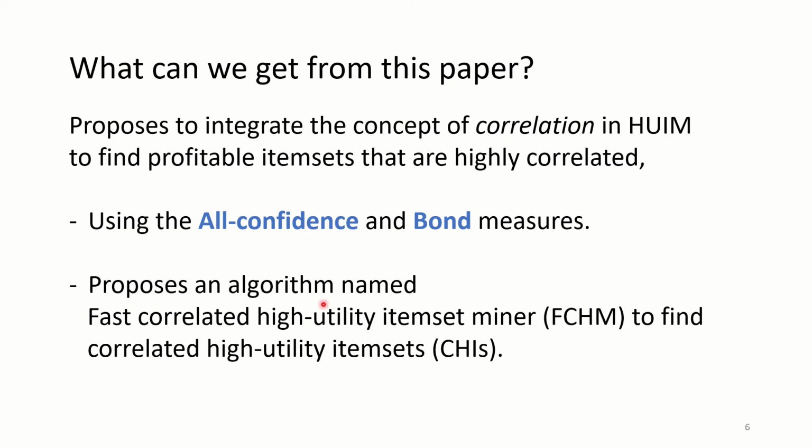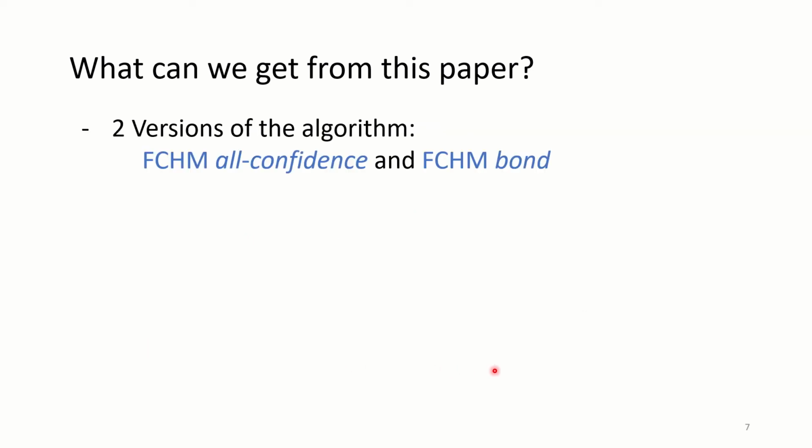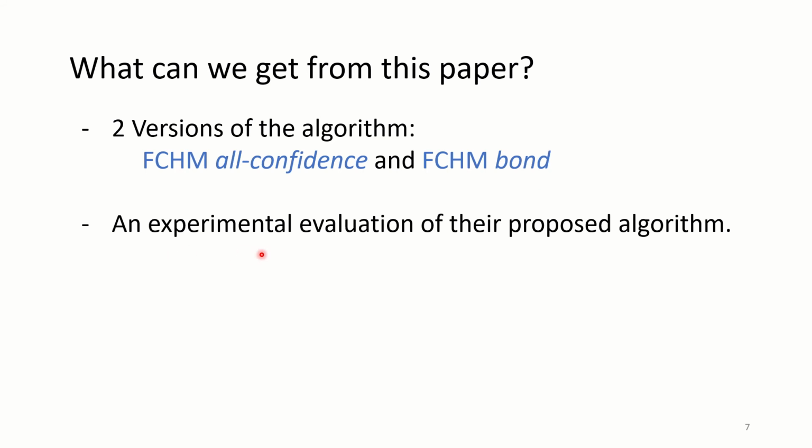They also propose an algorithm named FCHM, which is the fast correlated high utility item set miner, to find correlated high utility item sets or CHIs. They have two versions of the algorithm, which are FCHM all confidence and FCHM bond. They also show an experimental evaluation of their proposed algorithm.